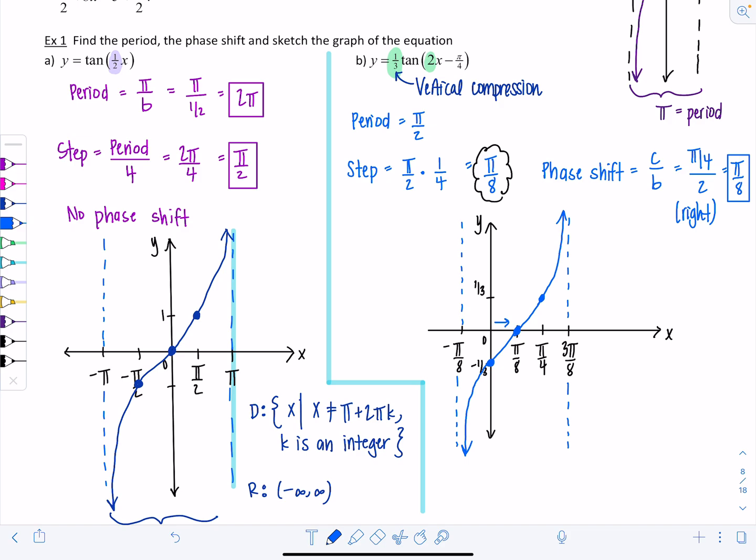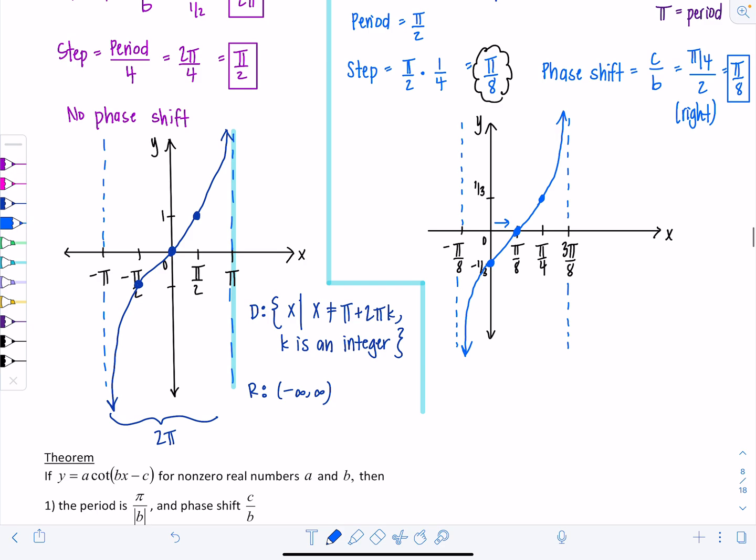Okay, good. Now let's write out the domain. So the domain is going to be all x such that x cannot equal, where is the first positive vertical asymptote? I see it right here at 3 pi over 8. So x cannot equal 3 pi over 8 plus, how long does it take to get another vertical asymptote? How long is that period? Go back, you should have found it. The period's pi over 2. So x cannot equal 3 pi over 8 plus pi over 2 k.